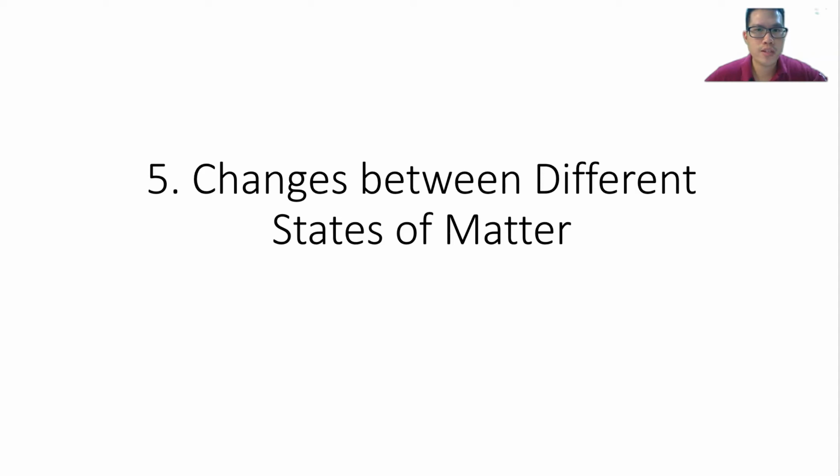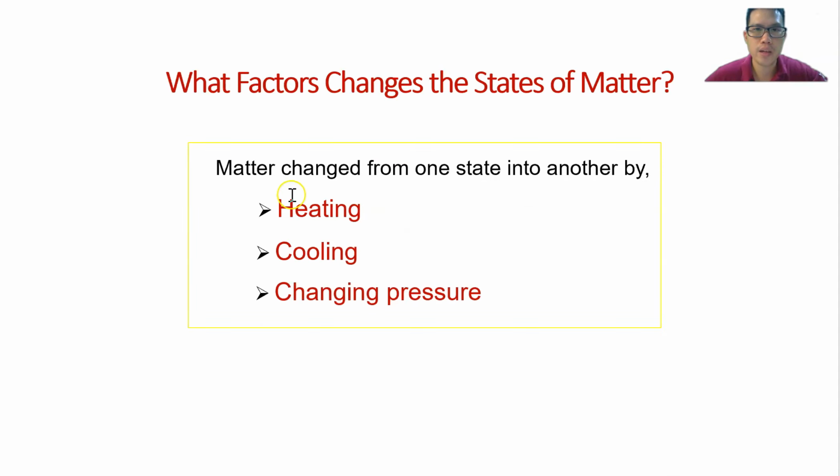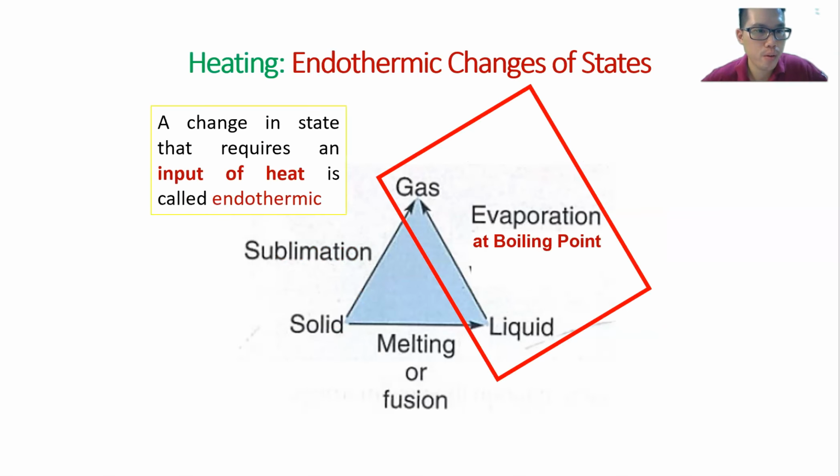Changes between different states of matter. Looking at this, what factors change the state of matter? Matter can change from one state to another by heating, cooling, or changing pressure. Like the liquid nitrogen example I gave you, that is changing pressure, where you pressurize the nitrogen gas and change it from a gaseous state to liquid nitrogen. Nowadays liquid nitrogen is quite popular. They use it to make ice cream, liquid nitrogen ice cream, right?